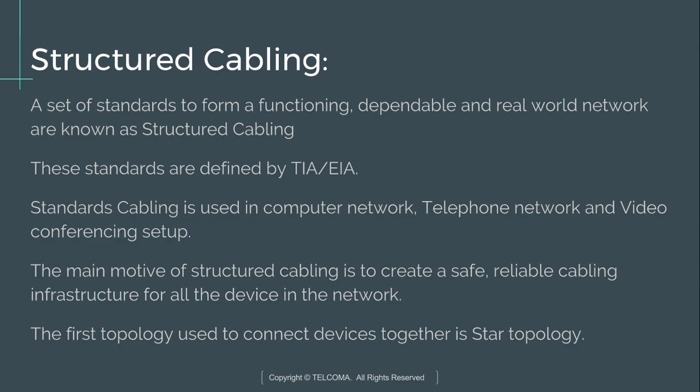Structured cabling is a set of standards which define the rules to form a functioning, dependable and real-world network. These standards are defined by TIA or EIA. TIA is the Telecommunications Industry Association, and EIA is the Electronic Industries Alliance. The standards are used in computer networks, telephone networks and video conferencing setups. The main motive of structured cabling is to create a safe, reliable cabling infrastructure for all the devices in the network. The topology used to connect the devices together is a star topology.